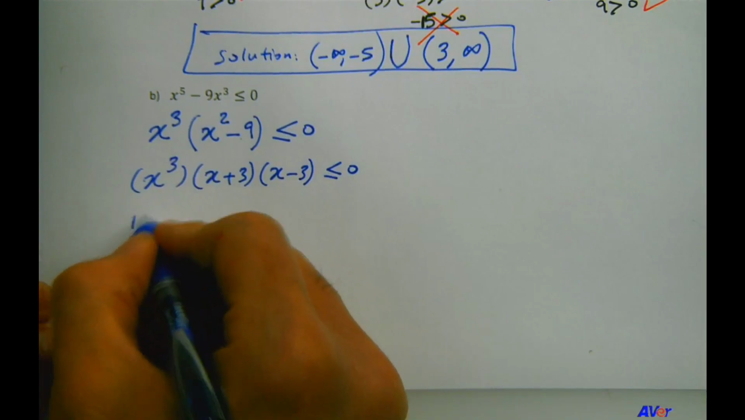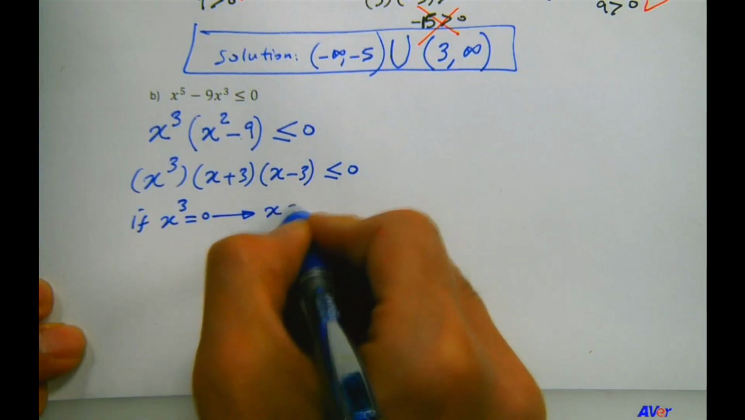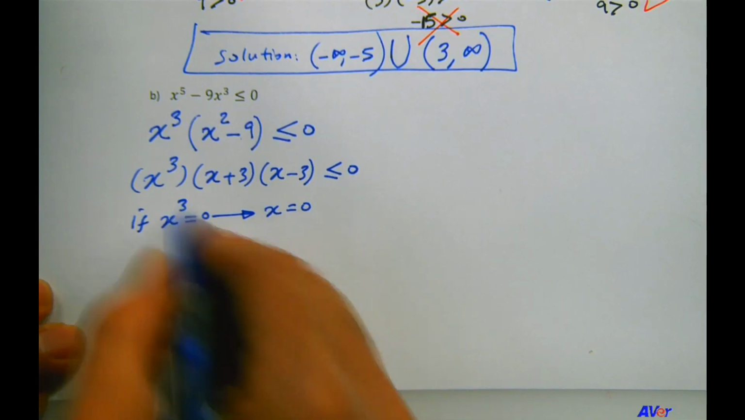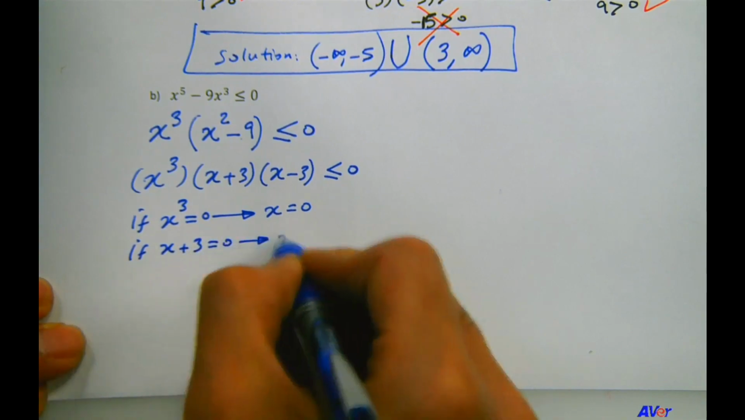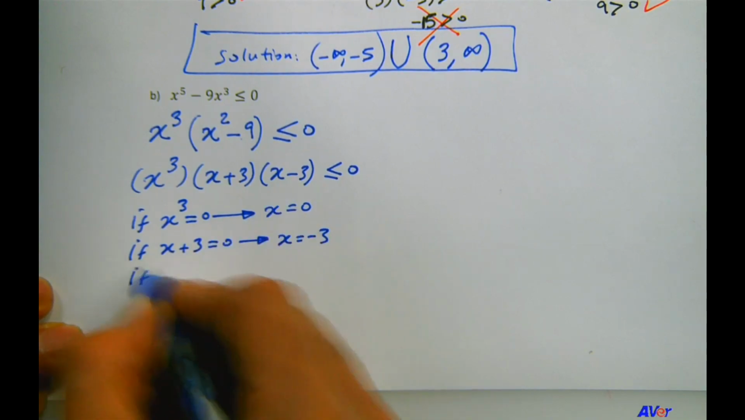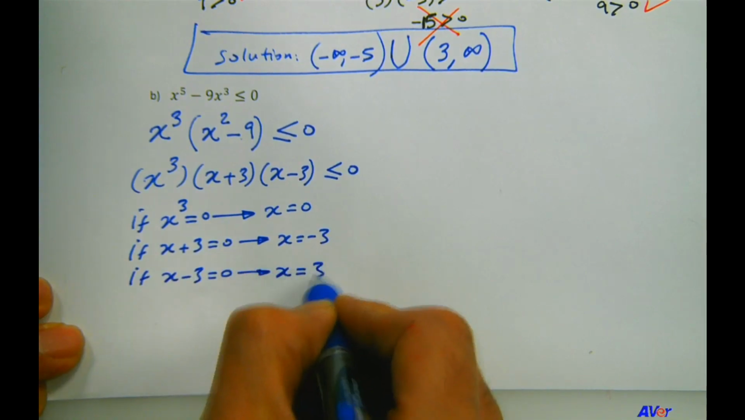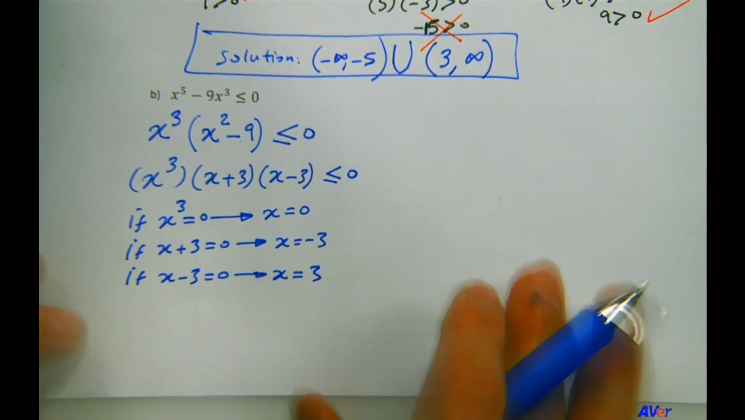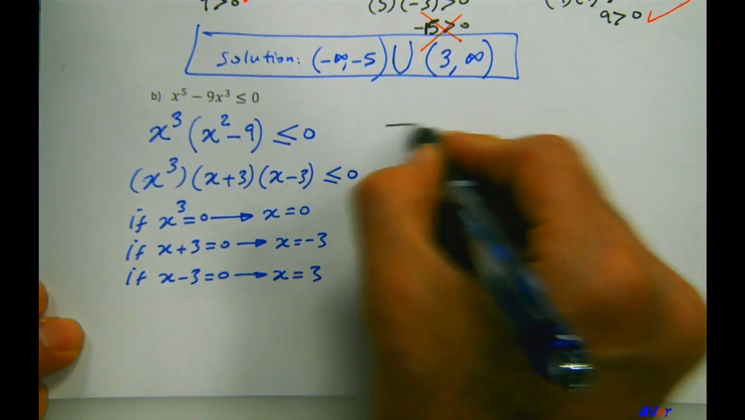So if x cubed is equal to 0, then x equals 0. So that's one of the boundary solutions. If x plus 3 equals 0, then x equals negative 3 is another boundary solution. If x minus 3 equals 0, then x equals 3 is another boundary solution. Okay? All right. So let me put the graph here.